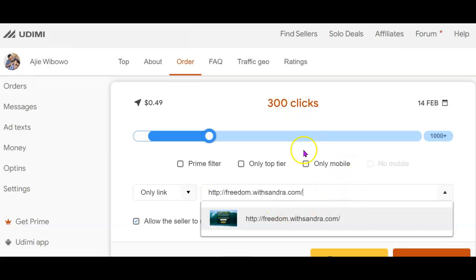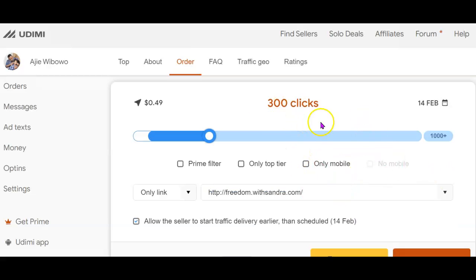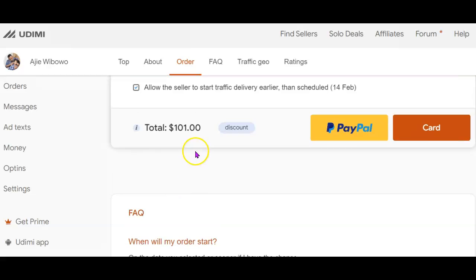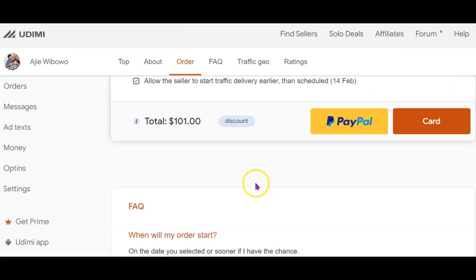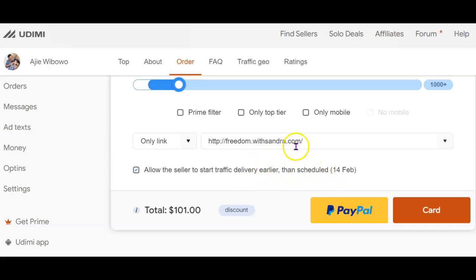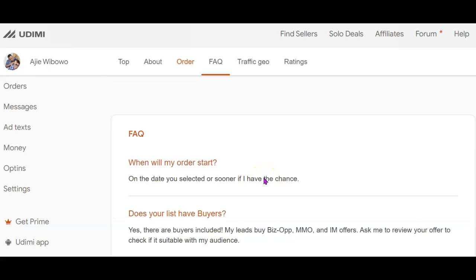Okay, and don't break the bank. And then if you can afford it, I would buy maybe at least 200 clicks or so, maybe every week or every 2 weeks if you can afford it. But don't do it if it's going to break you.